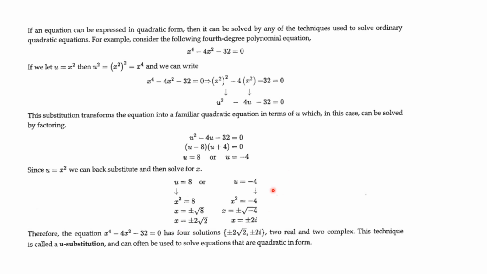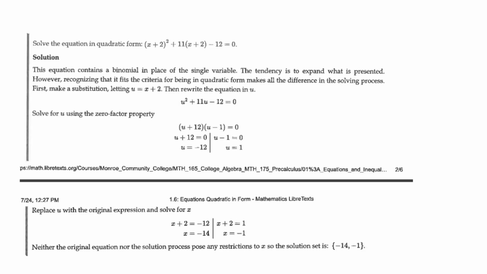Now, when we look at u equal to minus 4, that says that x is equal to plus or minus the square root of minus 4. So x is equal to plus or minus 2i. So you see we get two real and two complex solutions. But that was a good example of a u substitution problem and can be used to solve any equations that are quadratic in form. Let's look at another example.